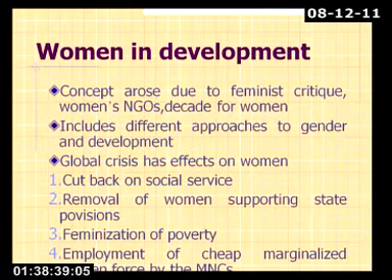Now, what did the women gain? How did they contribute to development because of all the hue and cry that we were raising? This concept has arisen due to feminist critique, the proliferation of women's NGOs and the decade for women. These were the three important events which led to the assertion of women's role in development. It includes different approaches to gender and development, and it also says that the global economic crisis has an effect on women because there are cutbacks on social services, removal of women-supporting state provisions, and there is also the aspect of feminization of poverty.